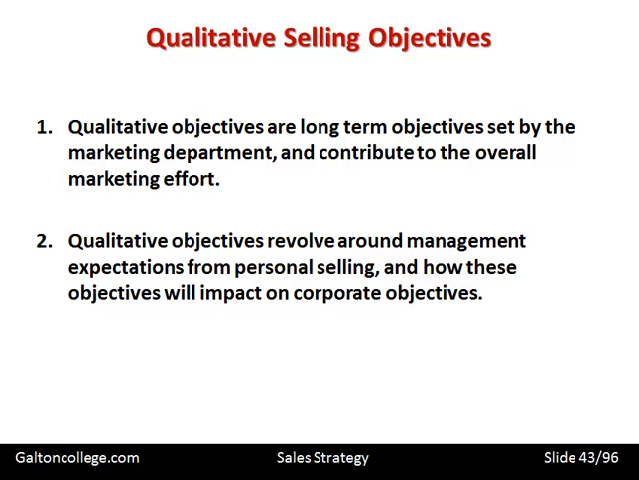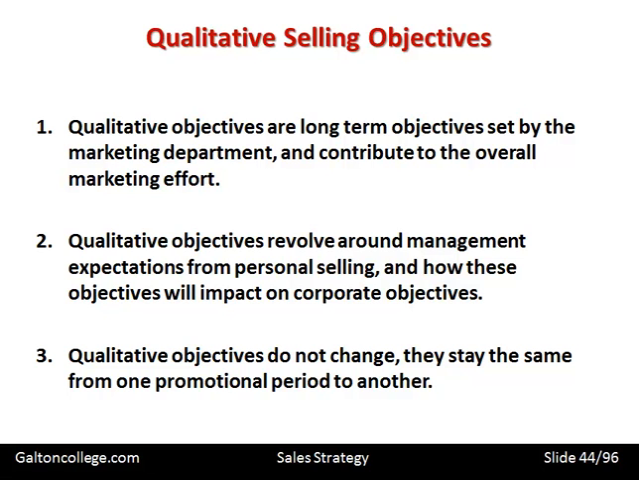So they revolve around management expectations, and the management expectations, of course, are based from experiences on personal selling and how these objectives will impact the corporate objectives. So it's management's expectations about what's happening in the market and how that will affect corporate objectives. So the selling objectives are being looked at by the management to see if the targets set are realistic, if the targets meet the corporate objectives, if they're too ambitious or not ambitious enough, or they're trying to get a fix on what they should be doing.